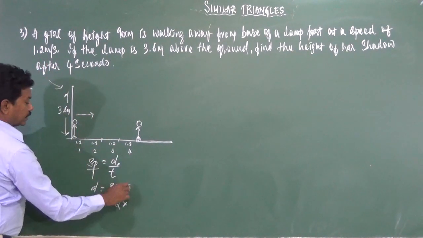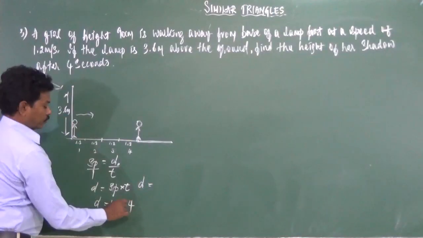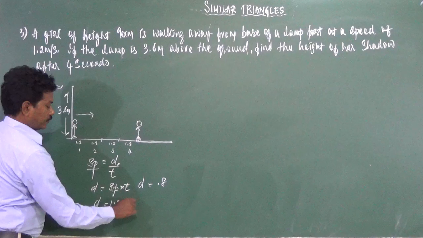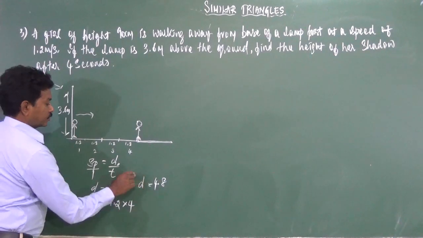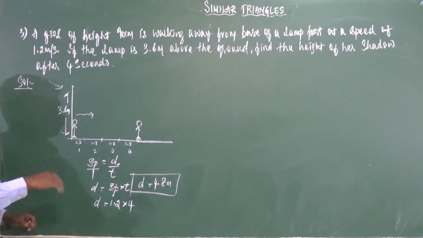1.2 into time is 4. So that becomes d is equal to 4 2s it is 8, 0.41 is 4. So it is 4.8 meters. What is the distance covered by the girl in 4 seconds?